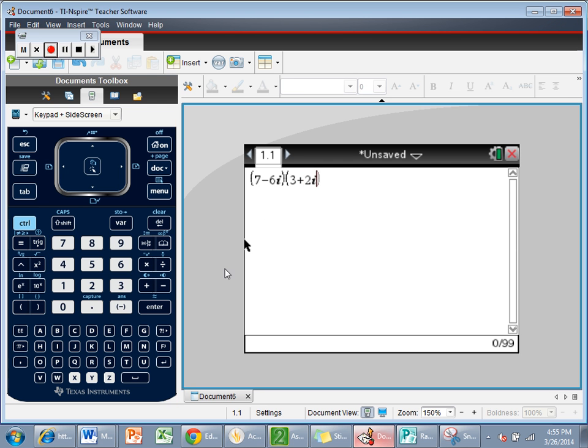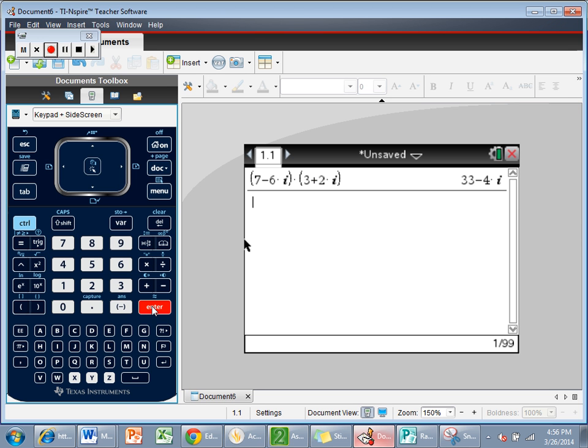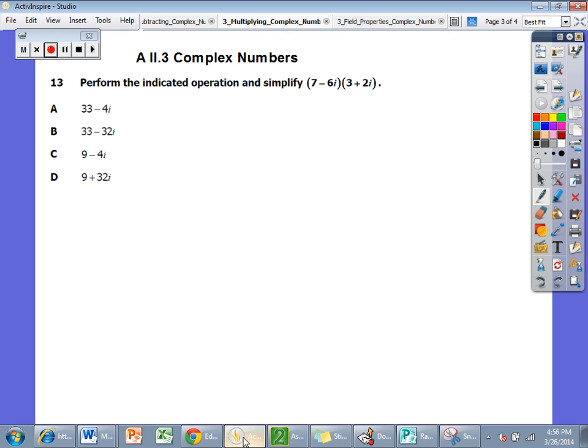Okay, what's really important with the Inspire is that you're not using the letter i down here with the alphabet, that you're actually using the i key where the pi key is, because otherwise you're going to get something that's not defined or an answer that doesn't work. And I'm not allowed to tell you that when you take the SOL. You hit enter and you get your answer, 33 minus 4i, which is answer choice A.